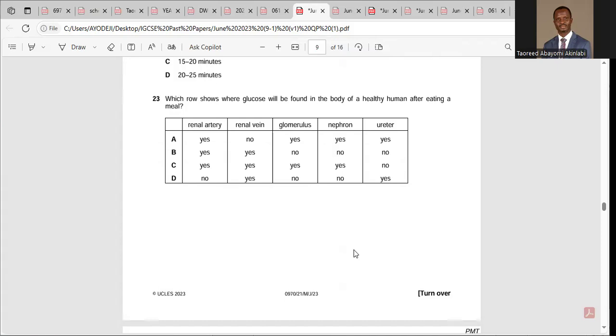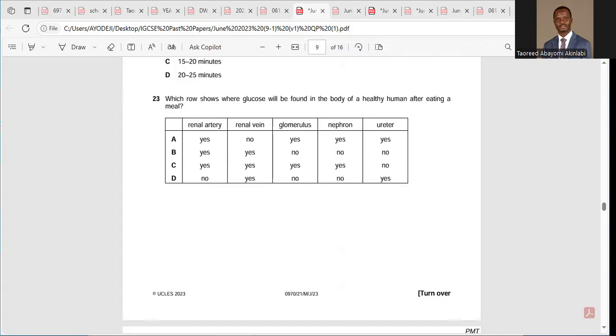Glomerulus also will contain glucose because that is where the blood is being filtered. For nephron, some sections of the nephron will also contain glucose, where some parts will not have glucose. The parts that are closer to the collecting duct and the ureter will not have glucose. And lastly, the ureter will not have glucose because that is the tube that connects the kidneys to the urinary bladder, except if the person has diabetes, which is an abnormal case. That means for question 23, the correct option there is option C.